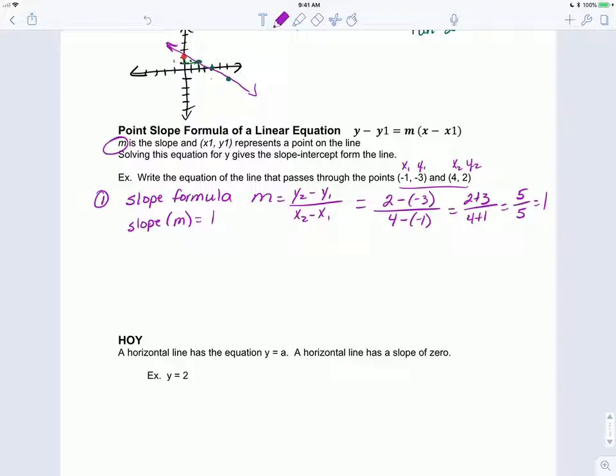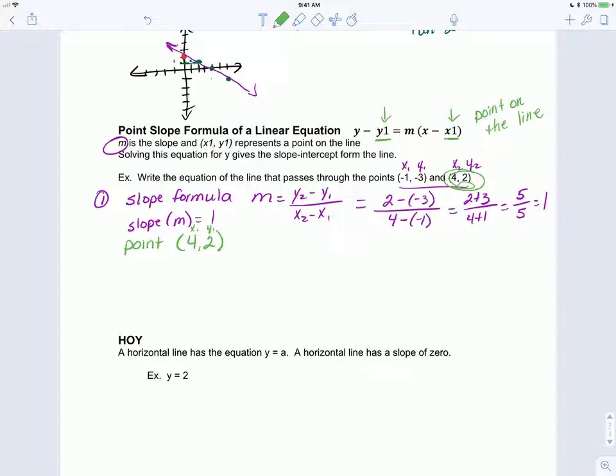Well, now we need that x1 and y1. Remember, this is going to be any point that's on the line. It doesn't matter which one of these points we use. We can use either one. But I'm going to use the one that's all positive. So I'm going to use that point 4, 2 as my x1 and y1, just because it's going to be easier to work with since it's all positive.